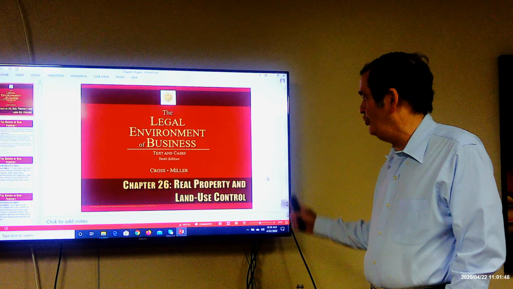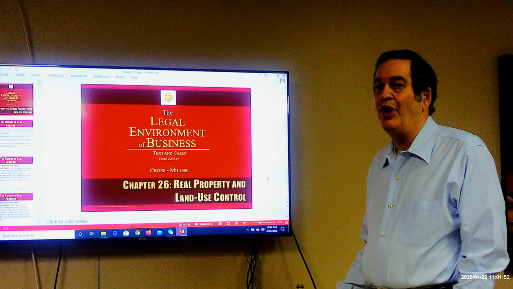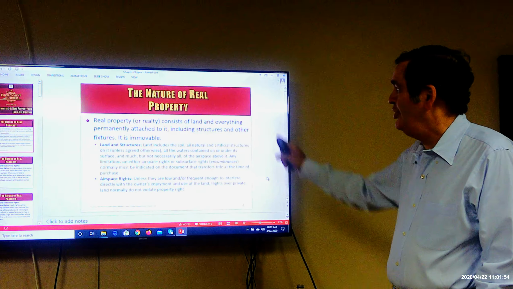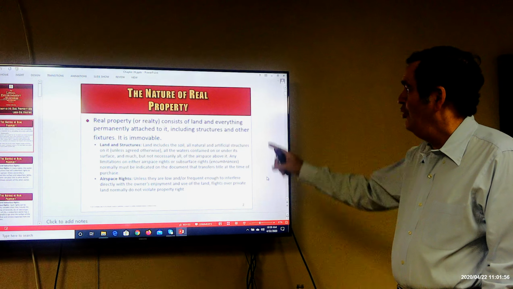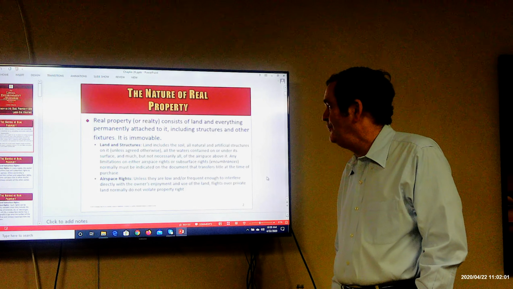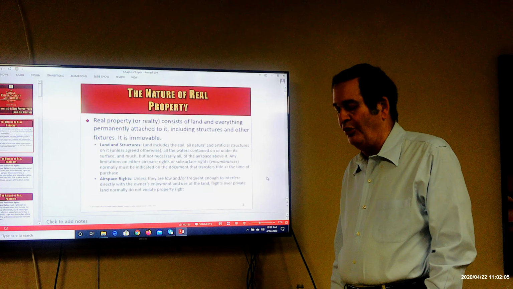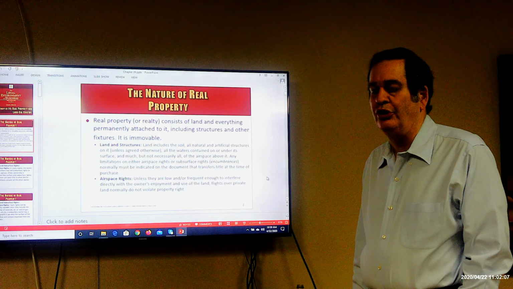Chapter 26, Real Property and Land Use Control. Mostly real property is what we're talking about. So here's a definition of real property. Real property consists of land and everything permanently attached to it, including structures and other fixtures. It is immovable. Now remember, we talked about this earlier in the course.